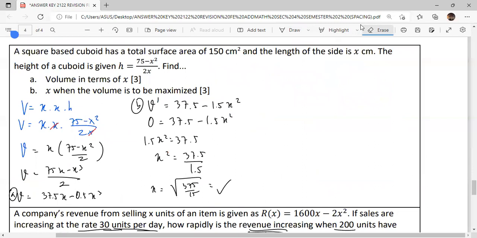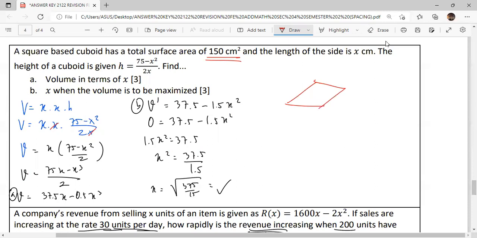Oke, now a square base cuboid has a total surface area. Ini kayak ngibul deh, udah lihat nggak kepake nih. Tapi kalau di exam ada kepake. Tapi ini enggak, ya kan memang mirip-mirip soalnya ya. Terus ditanyanya apa lagi? And the length of the side is x cm.